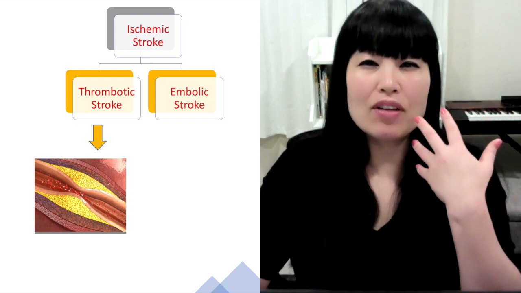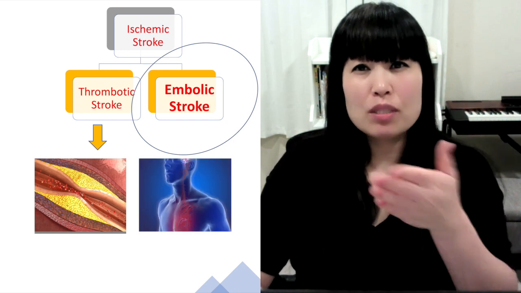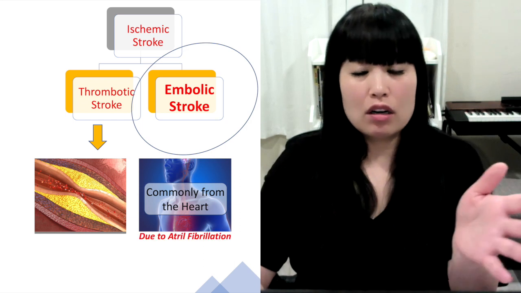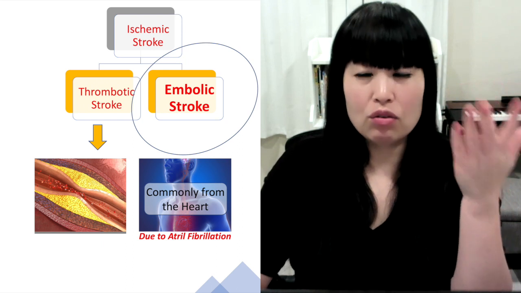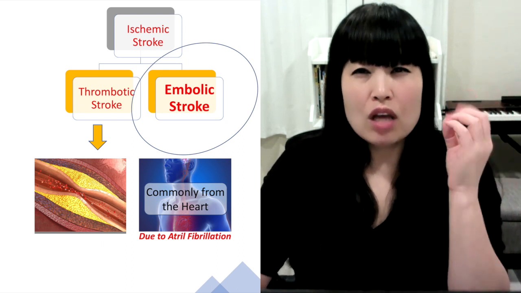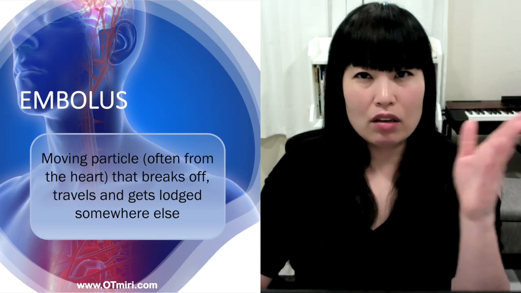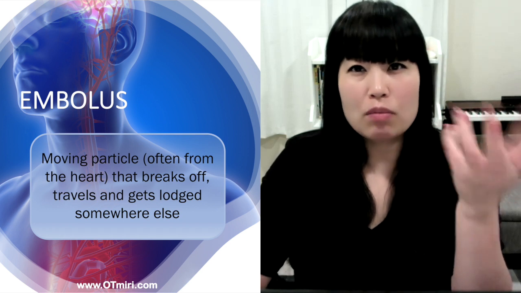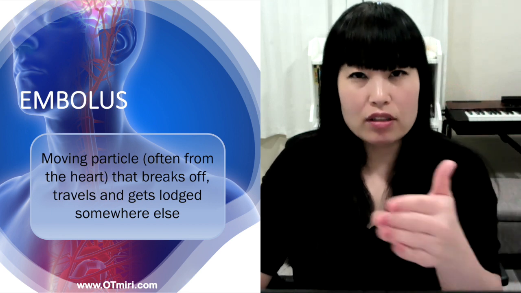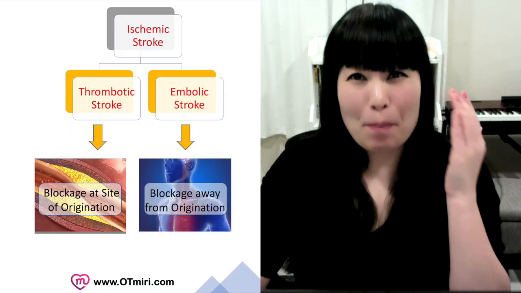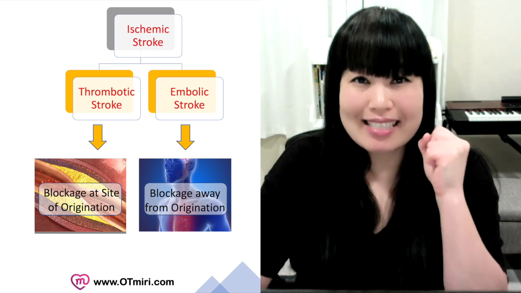Now, a second type of ischemic stroke is called an embolic stroke. And this is due to a blood clot that forms somewhere else in the body and travels, ultimately getting lodged or stuck somewhere on its path to the brain, obstructing blood flow. So the key thing to know here is that an embolus is basically any floating or moving particle like fat, cholesterol, plaque, or any foreign body that leaves its site of origin and travels in the bloodstream. So a thrombotic stroke occurs when a thrombus or a blood clot develops and blocks blood flow at the site where it originated.